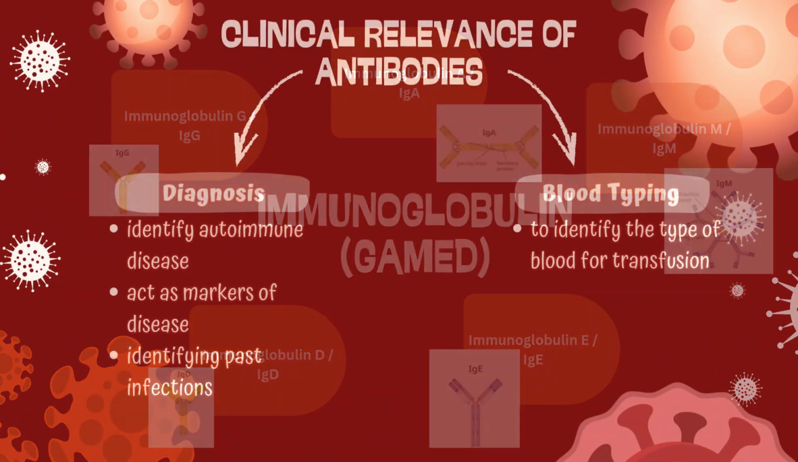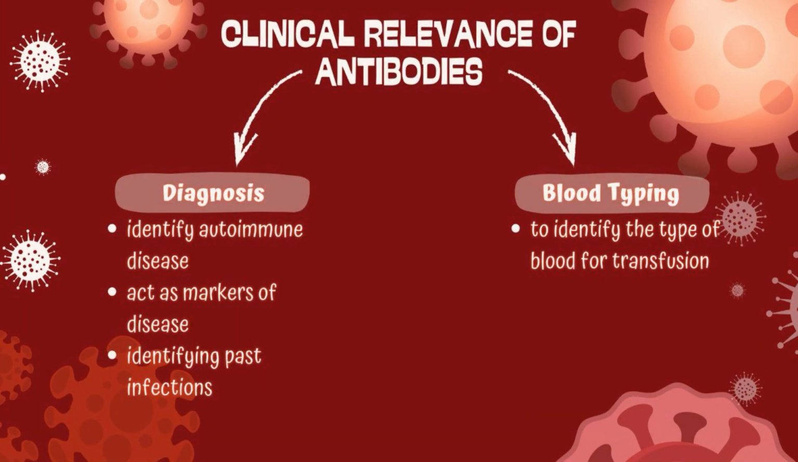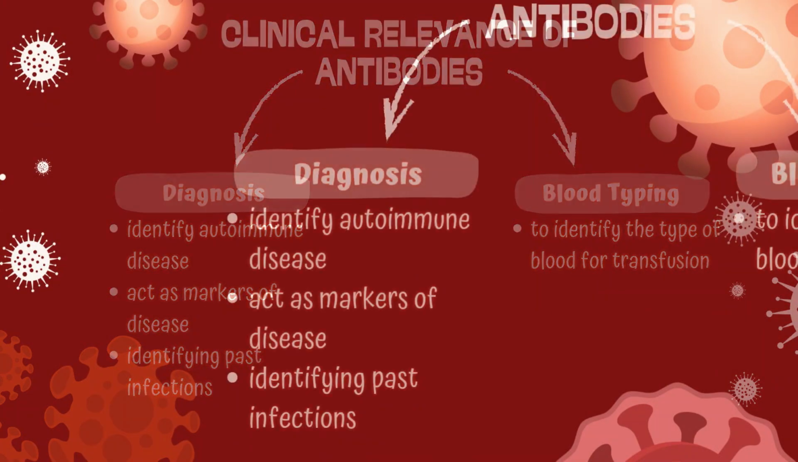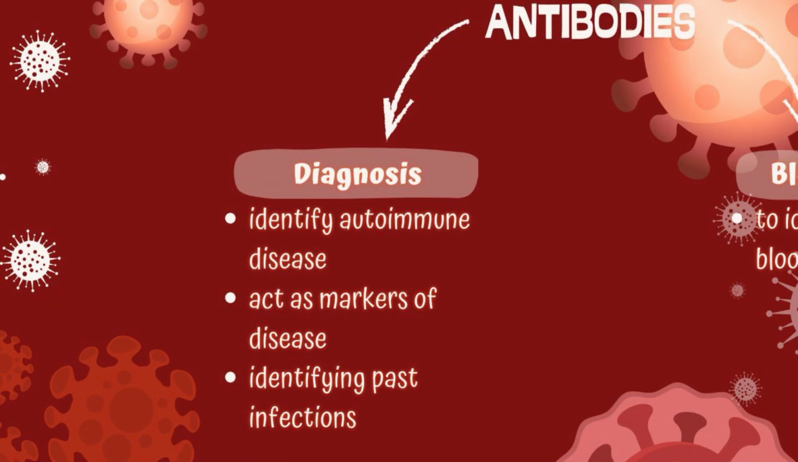Next, antibodies play several important roles in clinical practice, not just in immunity but also in medical diagnosis and patient management. First, antibodies are used in diagnostic testing. Many laboratory tests, such as ELISA and rapid test kits, rely on antibodies to detect the presence of specific pathogens. These help confirm infections like dengue, HIV, influenza, and many others.